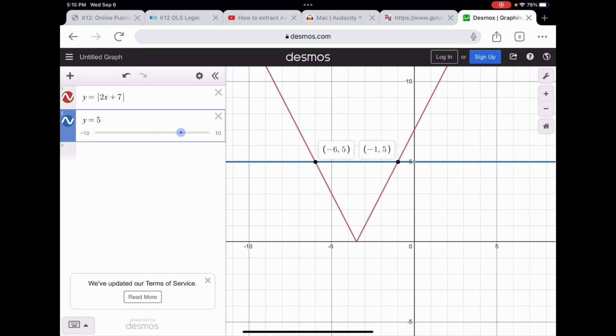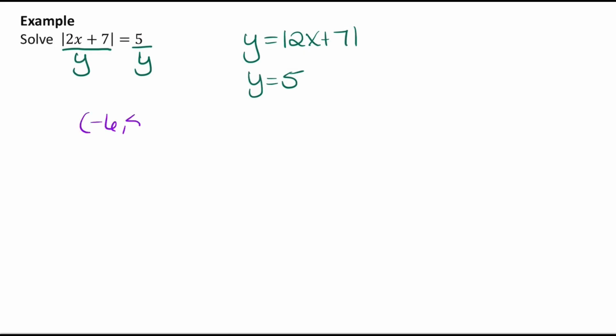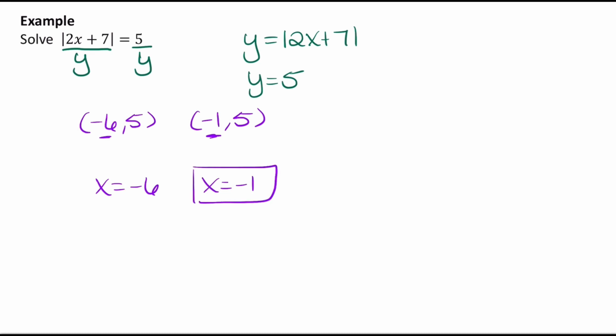So you can see here, I've typed both of these equations into Desmos, and you can see that we have two intersection points. And remember, the x values of those intersection points are going to tell me the solutions to this equation. So the intersection points we found were negative 6, 5, and negative 1, 5. So those x coordinates, okay, so that x equals negative 6 and that x equals negative 1 are going to both be solutions to this equation, right?